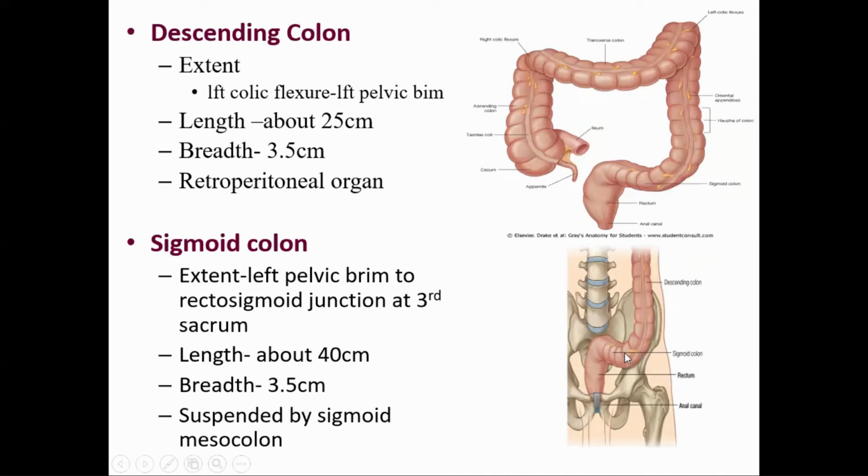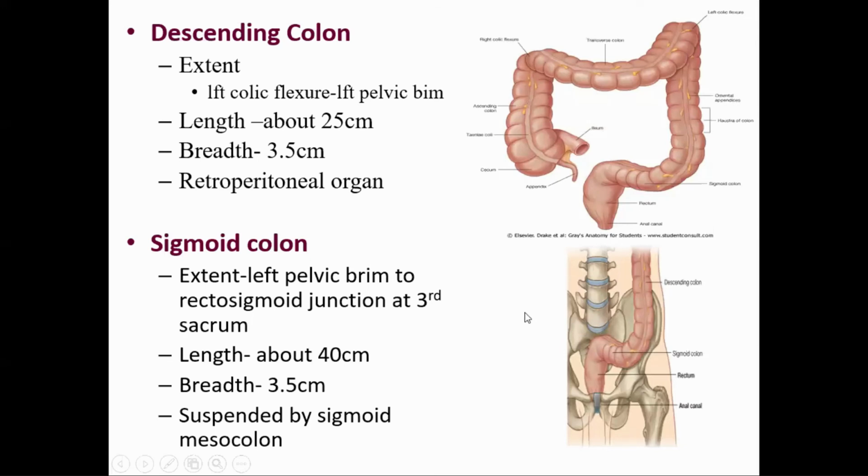Now the sigmoid colon extends from the left pelvic brim to the rectosigmoid junction, which lies at the level of the third sacral vertebra. The length of the sigmoid colon is 40 centimeter, breadth 3.5 centimeter, and it is suspended by a sigmoid mesocolon. So this is also an intraperitoneal organ.